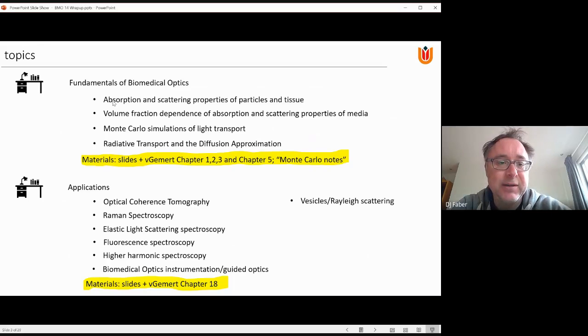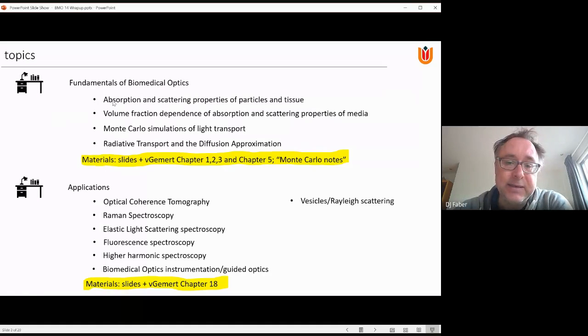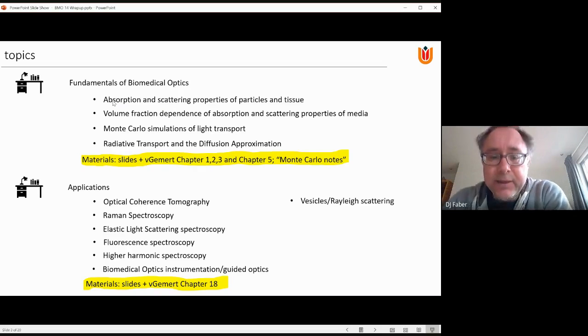For this part, the materials consist of the slides and the book chapters in the book by Van Gemert, chapters 1, 2, and 3, which basically covers all these topics. And chapter number 5, which is on Monte Carlo simulations, only the parts that are about steady state. And then there is this document, Monte Carlo notes, but I guess you have already seen and used that for the Monte Carlo assignment.